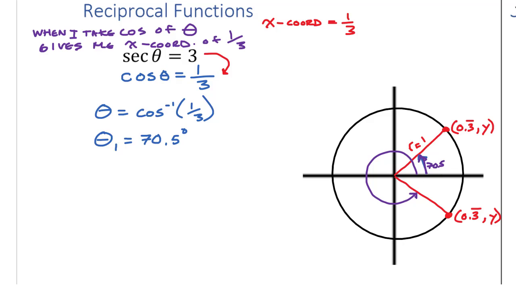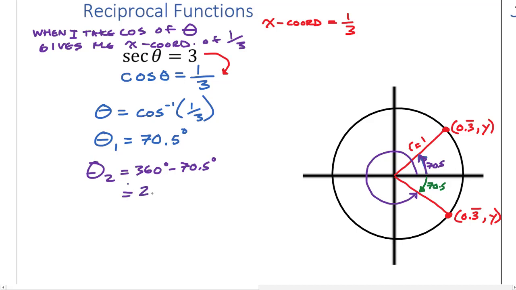Now remember, how are we going to find that? This is the same distance, like a mirror, measured from the x-axis, 70.5 in the negative direction. So to find the second angle, all we have to do is take 360 degrees and subtract that 70.5 from it. And if we do that, we get approximately 289.5 degrees. All right, so there's your two angles.